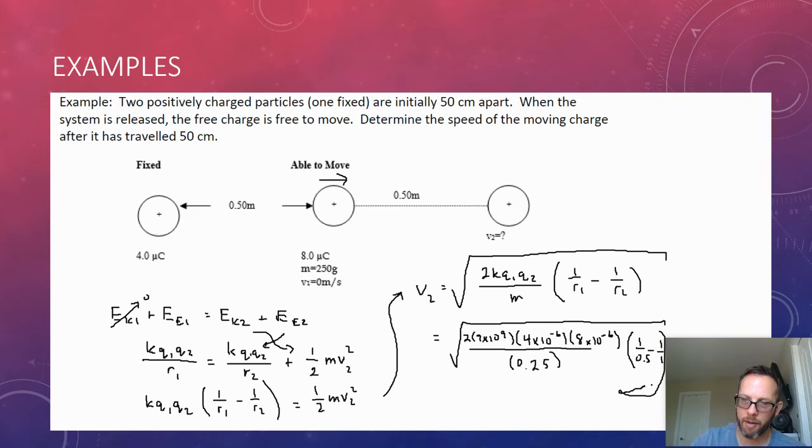Whoa, what's happening to my screen there? That was crazy. This bracket here, actually, 1 divided by 0.5 is actually 2, and 2 minus 1 is just 1. So that whole thing just equals 1, just to make calculations simpler. So 2 times 9 times 10 to the 9, times 4 times 10 to the minus 6, times 8 times 10 to the minus 6, divided by 0.25.